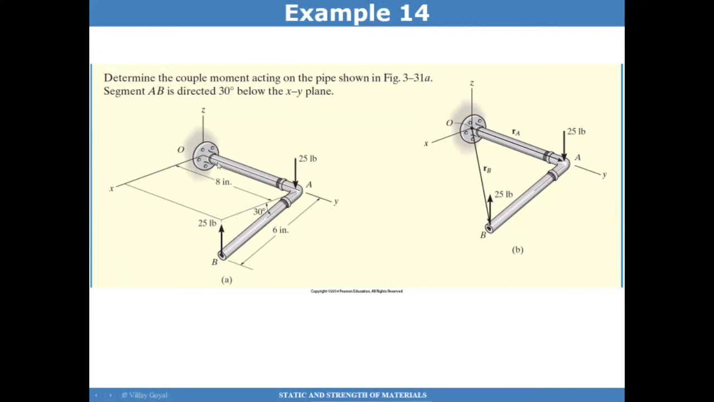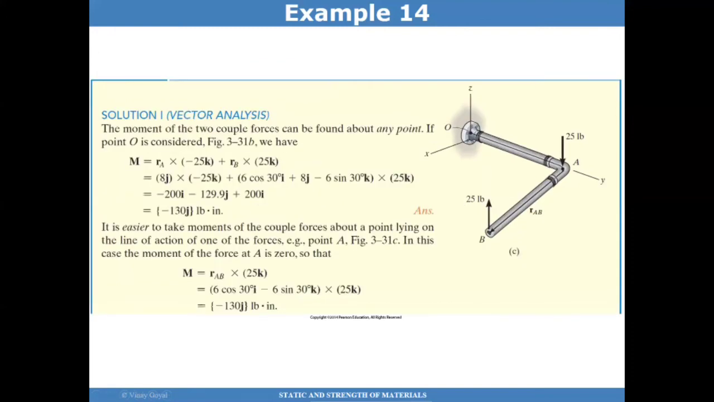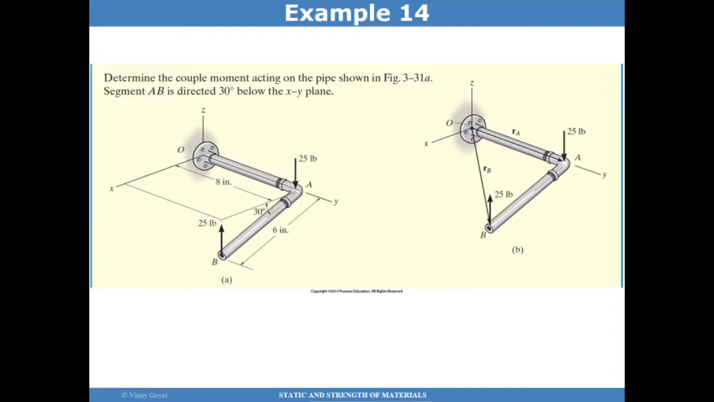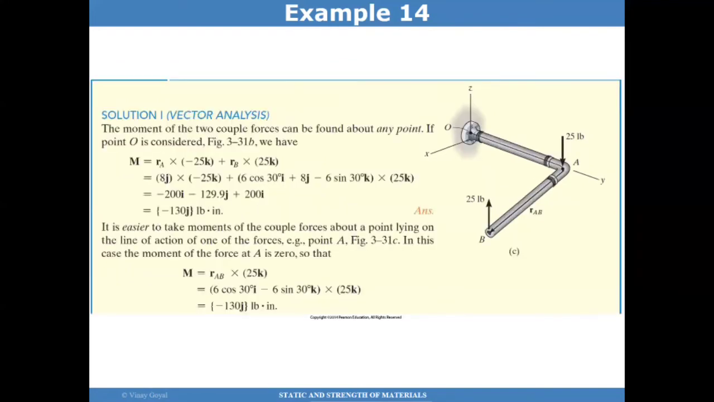I can draw a position vector RB and RA. That's one way of doing it. If you do that calculation, you can just add everything up and you get the value of negative 130 j hat. That's one way of doing it. And then what could be another way of doing it? The other way of doing it is to take moments of the coupled forces about a point on the line of action of one of the forces.